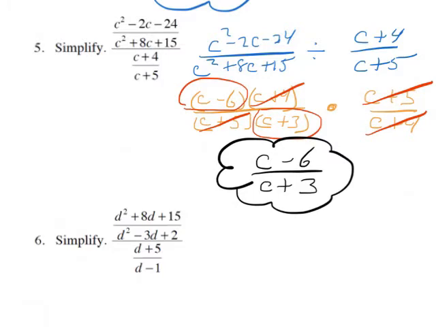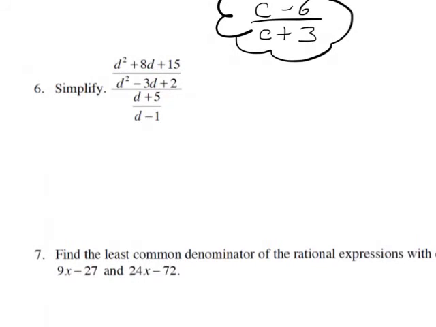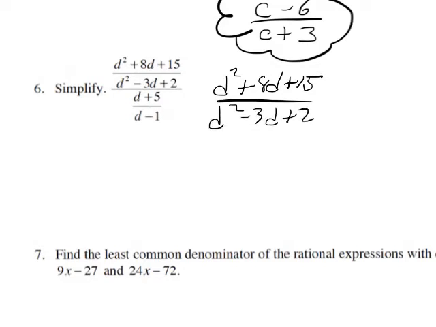All right, let's go to number 6, and we're going to do number 6 the same way as we did the last one. So let's walk through it here. We have d squared plus 8d plus 15 all over d squared minus 3d plus 2. I'm going to put my division sign there. So it's going to be d plus 5 over d minus 1.